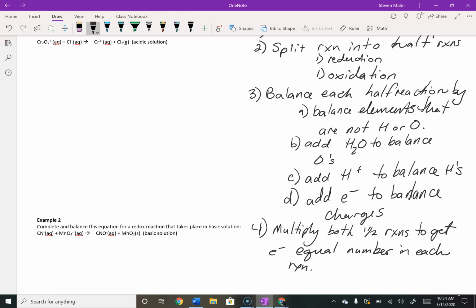In other words, if the reduction equation has 2 electrons and the oxidation has 3 electrons, we want both of them to have the same number, so we would multiply this one by 3, and we would multiply everything in the equation by 3, and we would get this one to have 6 electrons and this one to have 6 electrons. Our goal is to get the same.